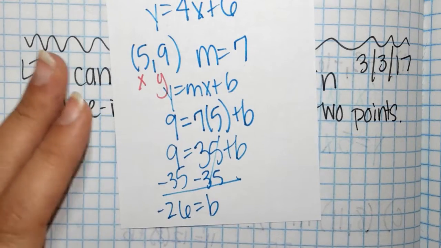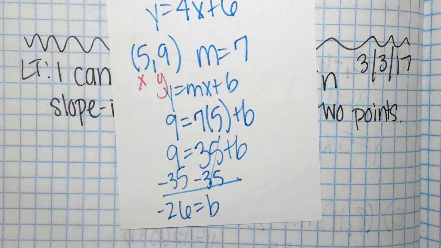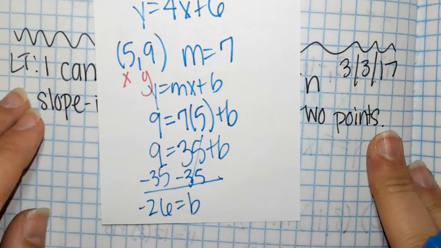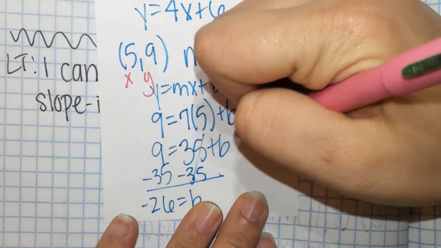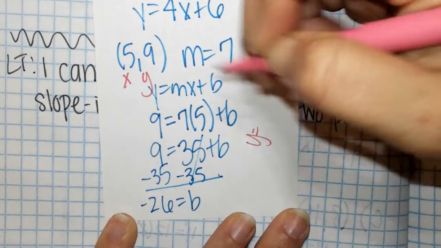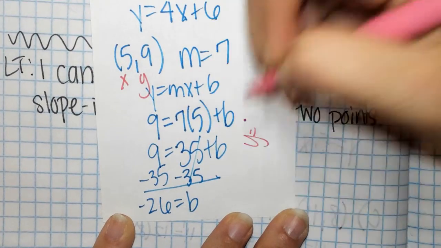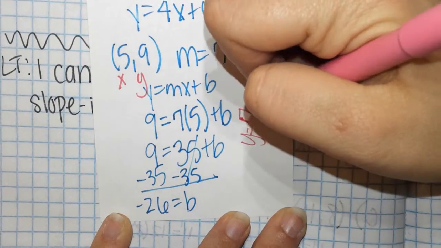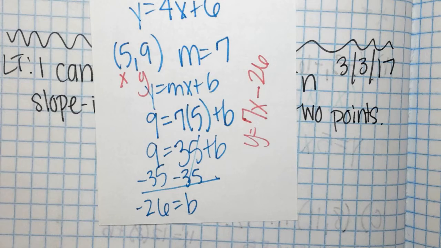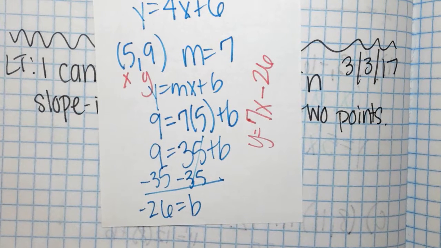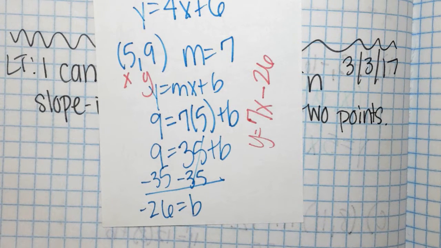All right, now, are we done once we get to this point? No. What do we have to do? We have to write it in the formula. So how would we write it in our formula? y equals mx plus b. y equals 7x plus b. Fantastic.